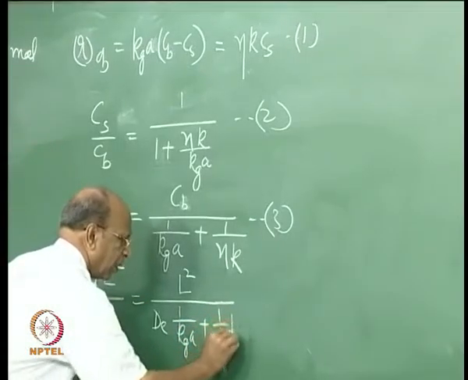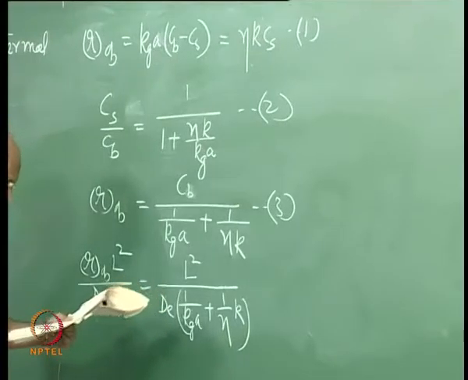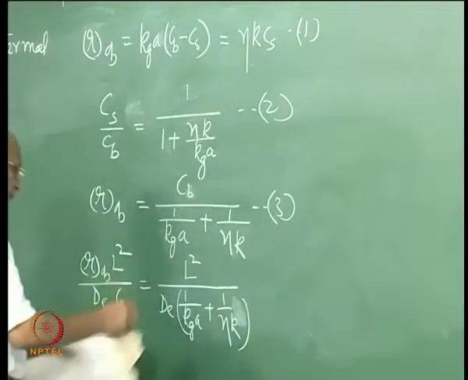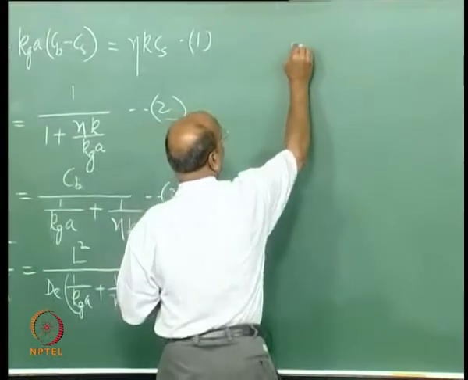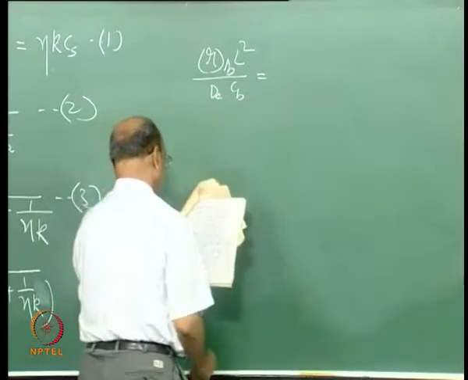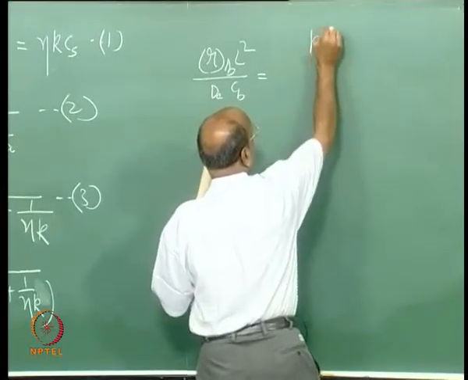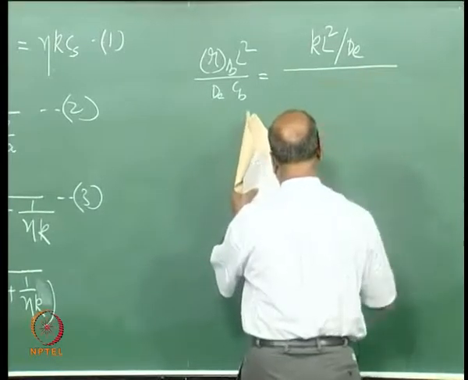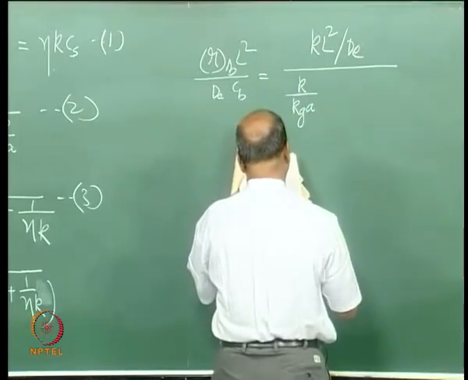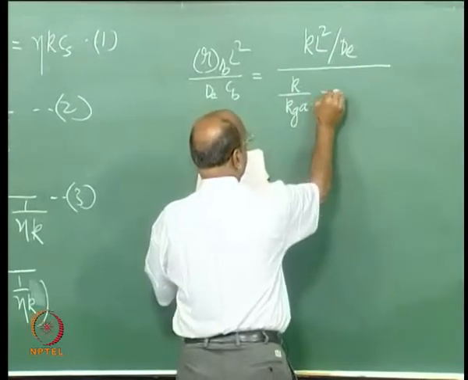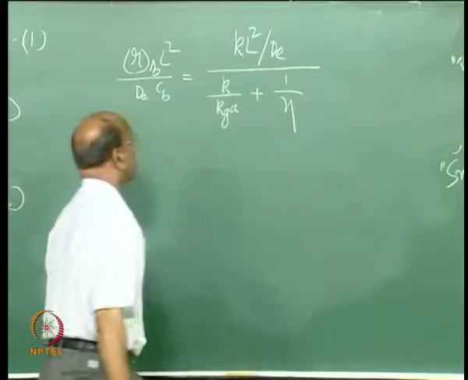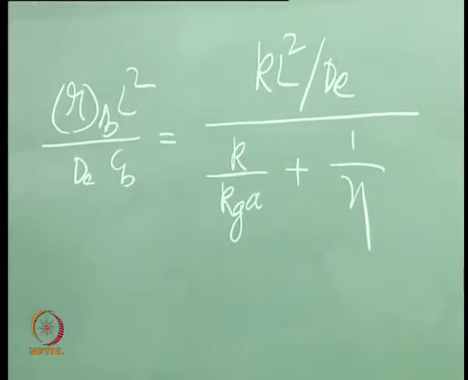So, 1 by eta k, correct? Yeah. So, now this equation can also be written in terms of R o b, that is an observable, D e C b, which can be written as k L square by D e, again manipulation there, k by k g a, plus 1 by eta. Okay. And this I know already, k L square by D e, what is that? Phi square. Okay. So, that is the one.